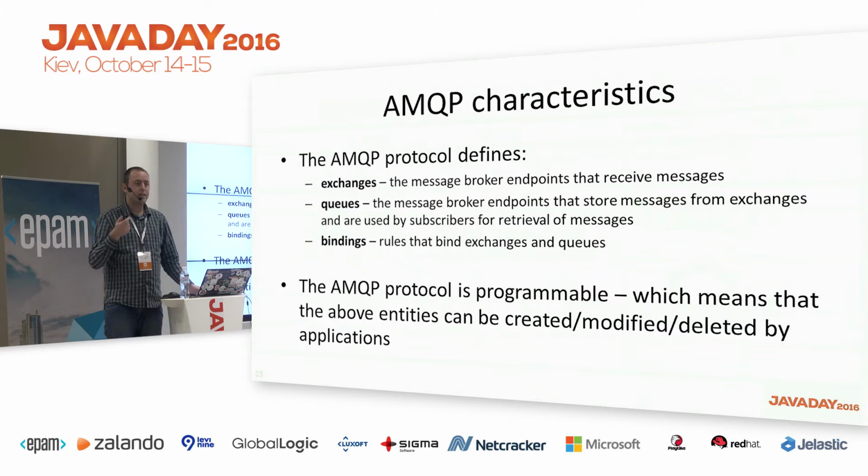Queues, on the other hand, are the storage mechanism for your messages. They store messages and allow subscribers to receive those messages. And the bindings are the glue between the exchanges and the queues. They provide a mechanism where you can route messages from the exchanges, when they are received, to the queues.